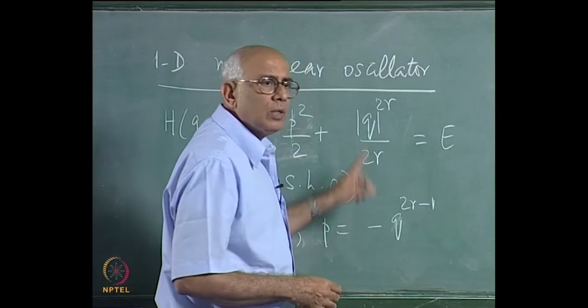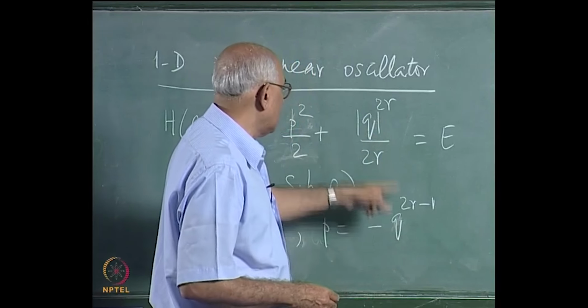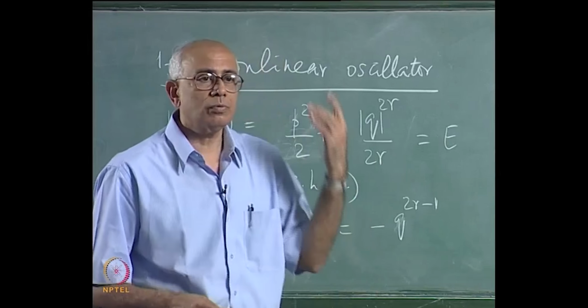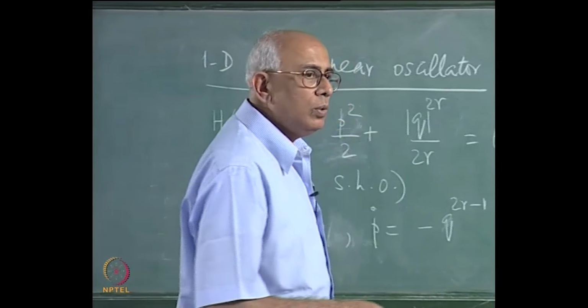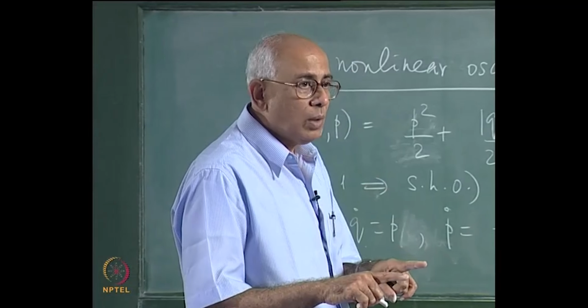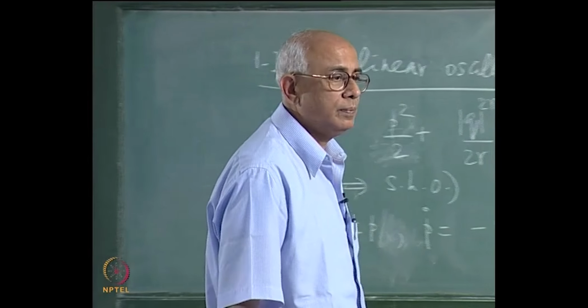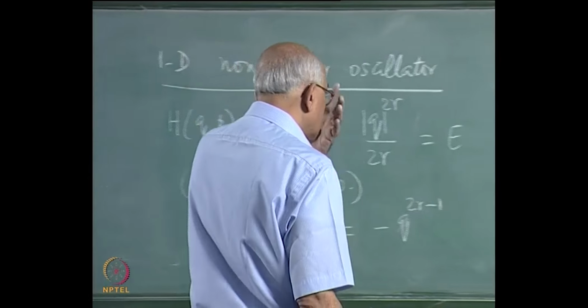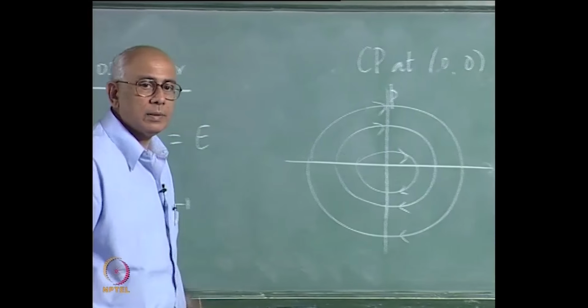But what happens if it is non-linear? What for instance would happen if r is equal to 2 or 3 or 4, what would happen? How would you determine the time period of this oscillator? Specifically I would like to know how it depends on the energy of oscillation, on the total energy. What would one do in such a case?